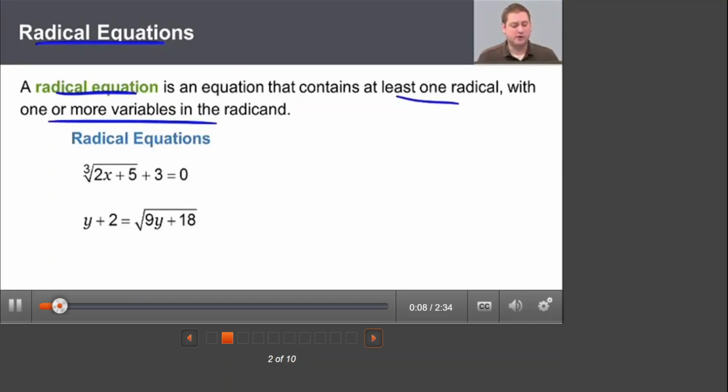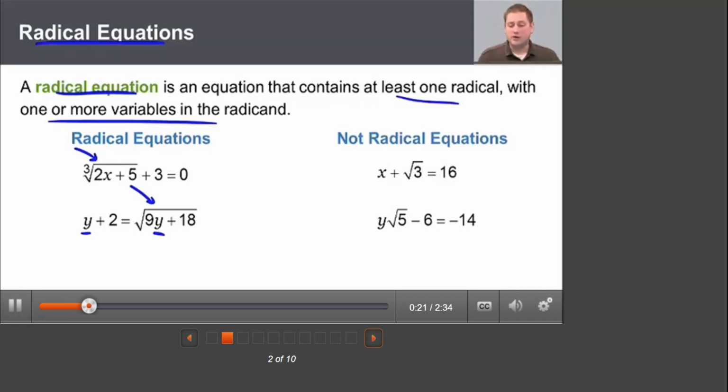Here are some examples. Here I have a cube root, and I see that one of the variables is inside. Same thing here. Here's a square root with a variable inside. So even though I have a variable outside, it's still an example of a radical equation. These are examples of non-radical equations because even though I have radicals, notice the variable is not in the radicand, which means that these equations can be solved using properties of addition and properties of multiplication.